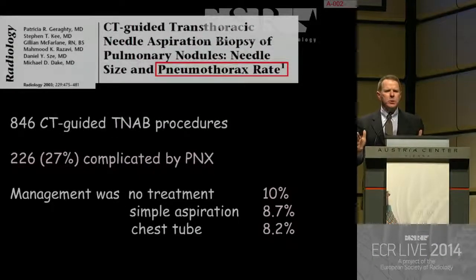Because no matter what you're going to do, you're going to have pneumothorax. And some of the pneumothorax you have no treatment. Some of them you will treat them just by simple aspiration, but some of them will end up with a chest tube. And the rate of chest tube placing changes from place to place according to the threshold for chest tube placing. And we'll see that in a minute.